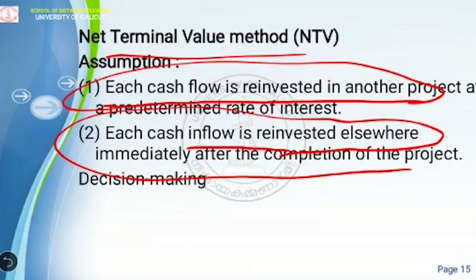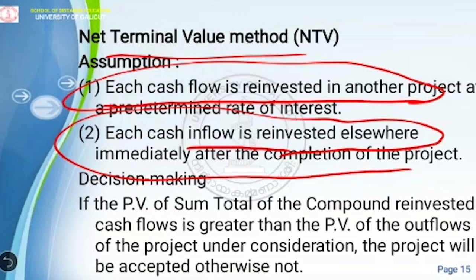So in this case, we will take the decision based on whether the present value of the sum total of the computed reinvestment cash flow is greater than the present value of the outflow.